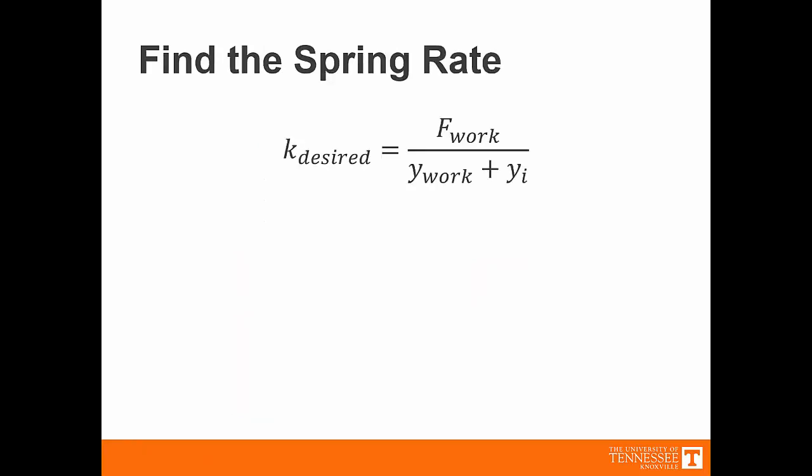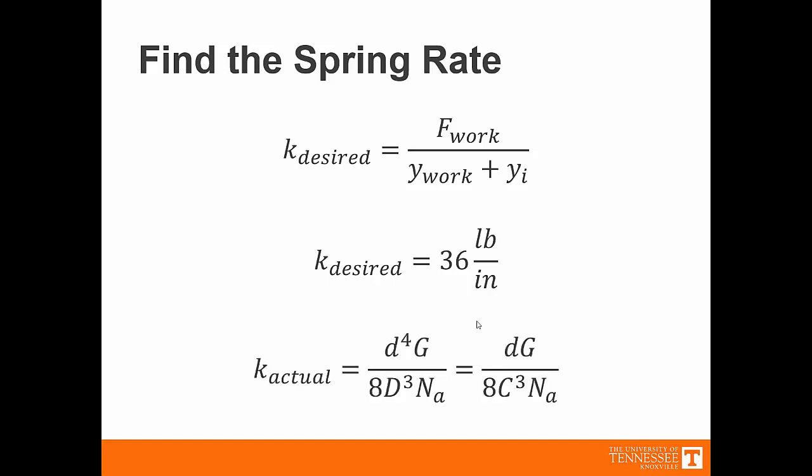Now, something else I want to talk about before we walk through the problem as a whole: what do we mean by the desired spring constant? Well, we've been told that our working force is one value and our working displacement is another value. So the two of them together will give us, let's see, 45 pounds for the working force and 1.25 inches for our working displacement plus our initial displacement of 0. That'll give us a desired spring constant of 36 pounds per inch.